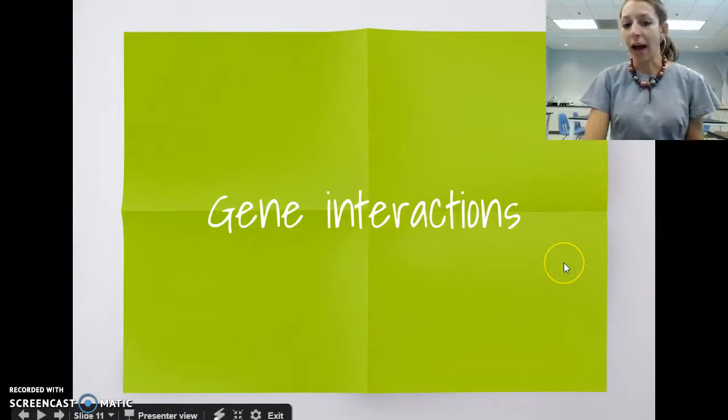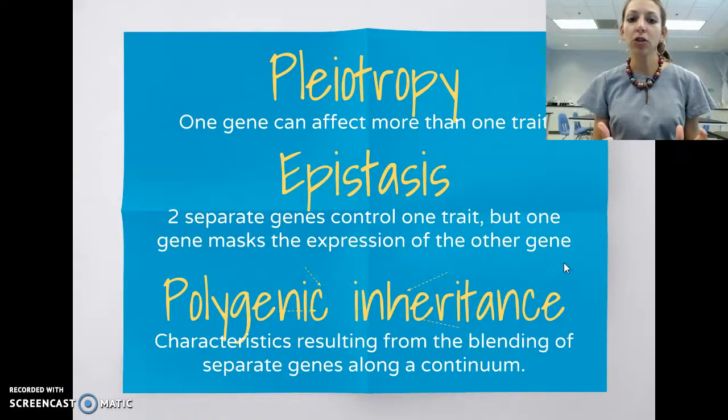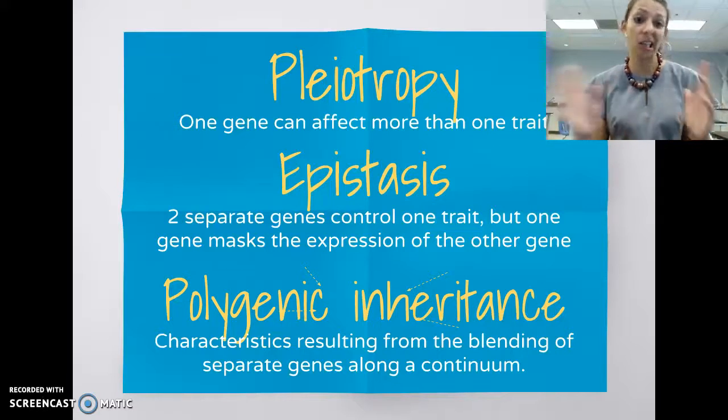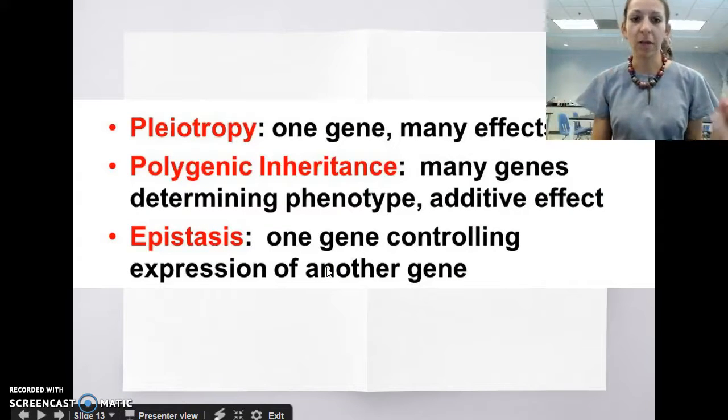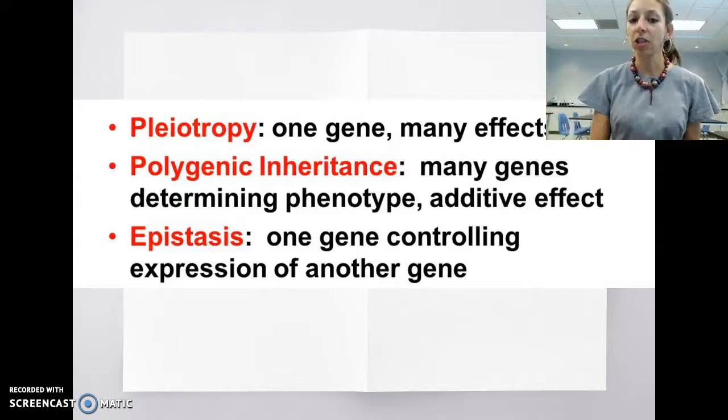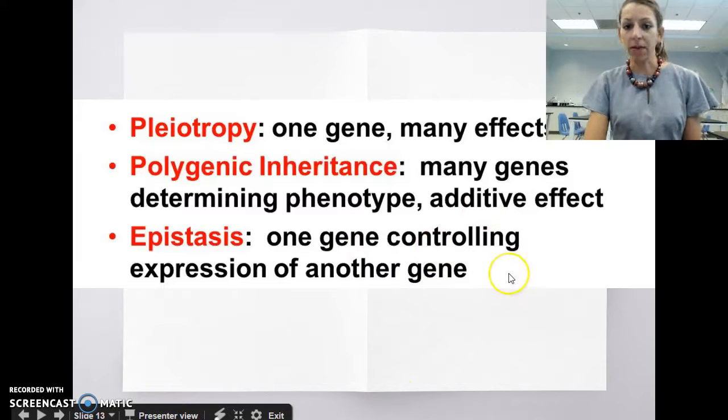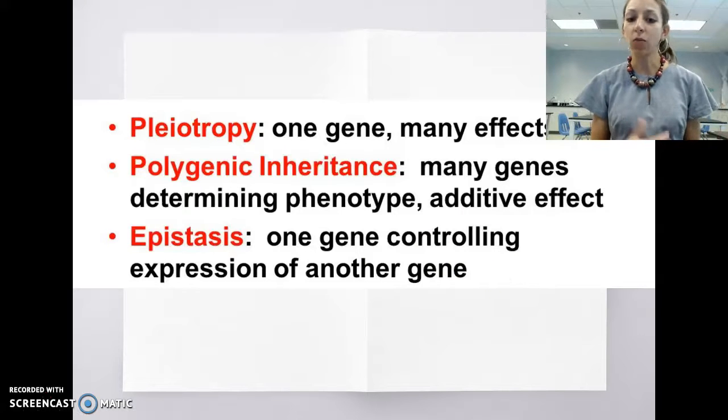Now let's talk about interactions of different genes. So pleiotropy is when one gene can affect more than one trait. Epistasis, we have two separate genes controlling one trait, but one gene masks the expression of the other. And polygenic inheritance is when characteristics resulting from the blending of separate genes result in a continuum or a blend. Skin color is an example of that. So again, a short way to remember these. Pleiotropy, one gene, many effects. Polygenic inheritance, many genes determining phenotype, with an additive effect. So we can have a continuum, a scale. And epistasis, one gene controlling the expression of another gene.